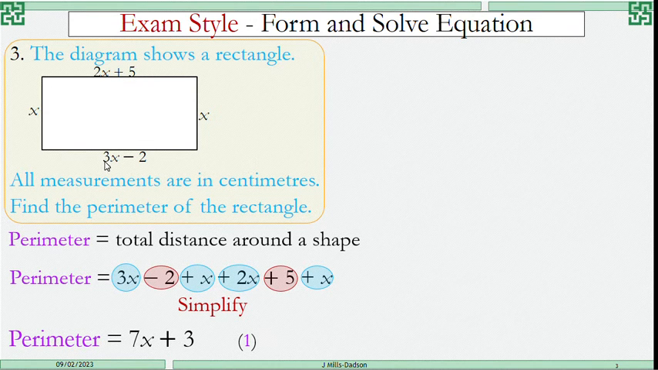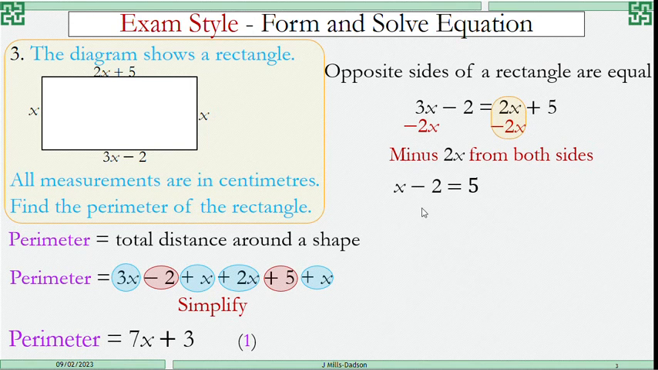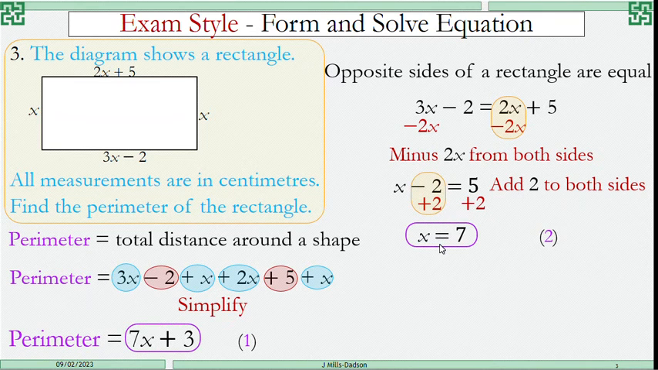2x + 5 = 3x - 2, because opposite sides of rectangles are equal. So we solve it. There is 3x on the left and 2x on the right, so we need to group all the x terms on one side. To get rid of 2x, we minus 2x from both sides. When you do that, you're going to have x - 2 = 5, because this becomes 0. Add 2 to both sides. x will be equal to 7.